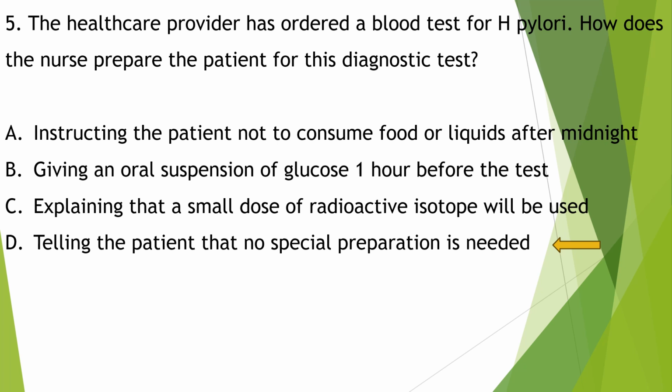Instructing the patient not to consume food or liquid after midnight is incorrect because the patient is not NPO before the test. The second option, giving an oral suspension of glucose 1 hour before the test, is incorrect because glucose is not administered before the test. And the third one is incorrect because it refers to the preparation for the breath test. That is what explaining that a small dose of radioactive isotope will be used refers to.